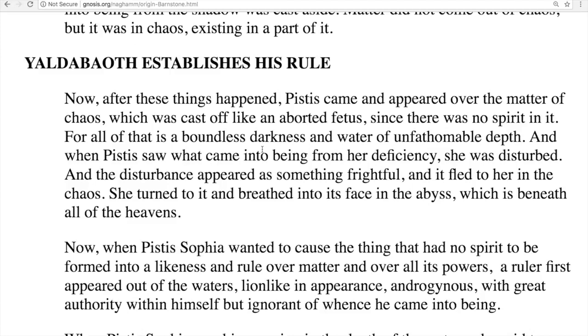She breathed her wisdom into it, which is beneath all of the heavens. So it was beneath her to do this, but yet she still did it. So she was moved out of love. See, as I always say, wisdom is knowledge and love combined. Because when we have wisdom, we understand the deepest knowledge one can hold is the understanding of love and its ability to bring all things forth and to heal all things.